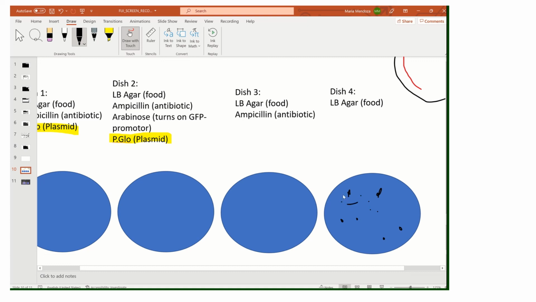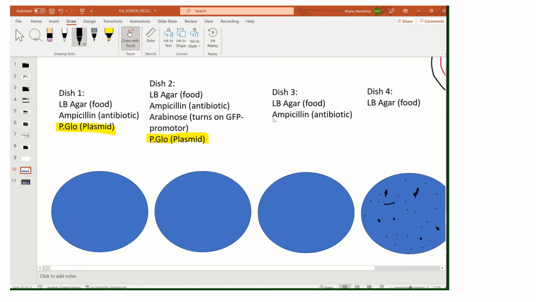So they would just be little dots. Mine are coming out bigger and weirder because I'm having to do this with my fingers, so just bear with me. But that's what we're expecting for dish number four, LB agar. So this is our positive control. Now, dish number three, we have agar, so we've got food, but we also have ampicillin. So our expected result here is nothing. All of the bacteria that we put in here will die because of the ampicillin.